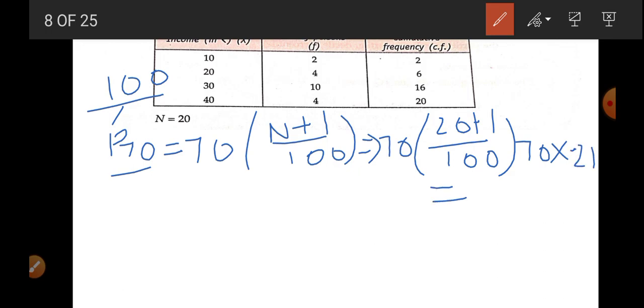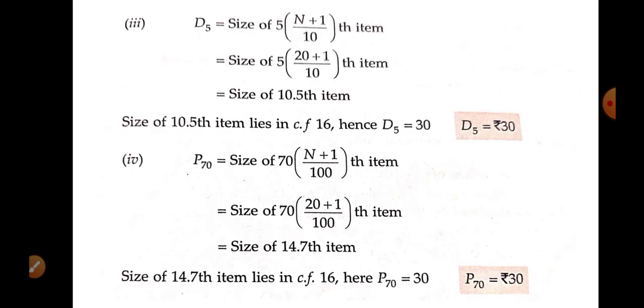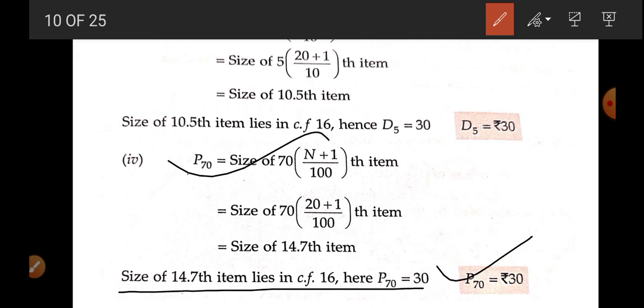We get 14.7. Now 14.7 lies in 16 once again. So P70 is also 30. So the value of P70 is equal to 30. Okay, so I think it is very easy. Now here you can see how you are going to write this statement.